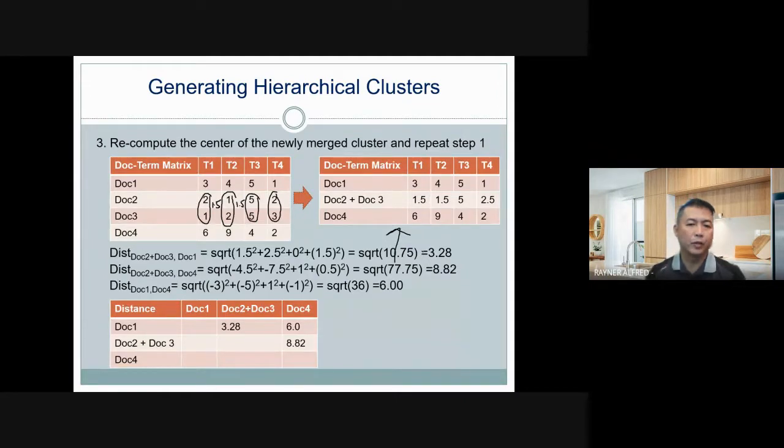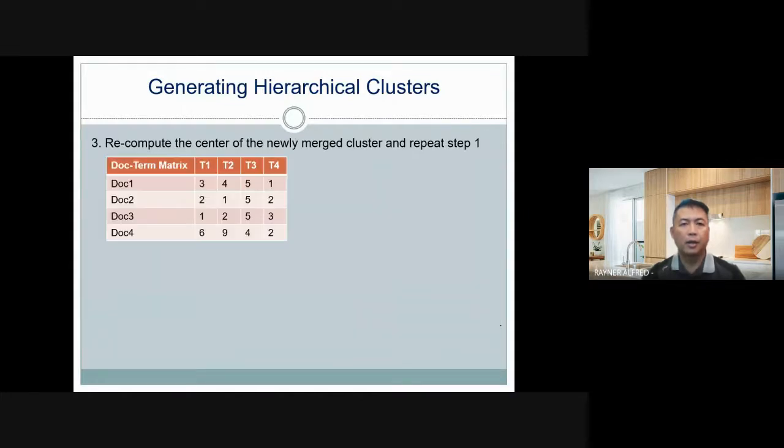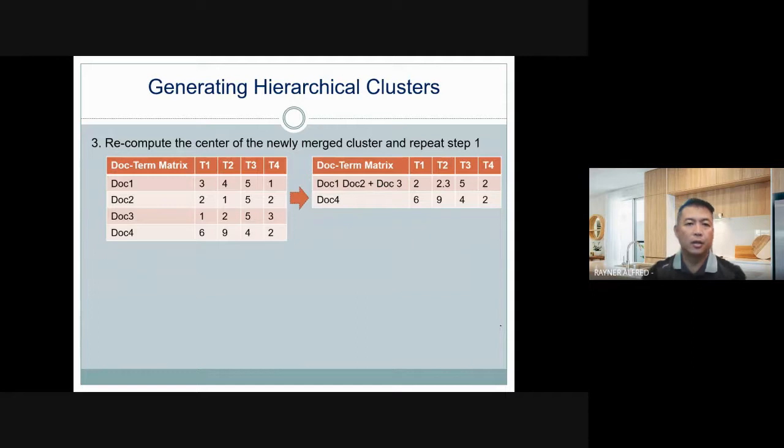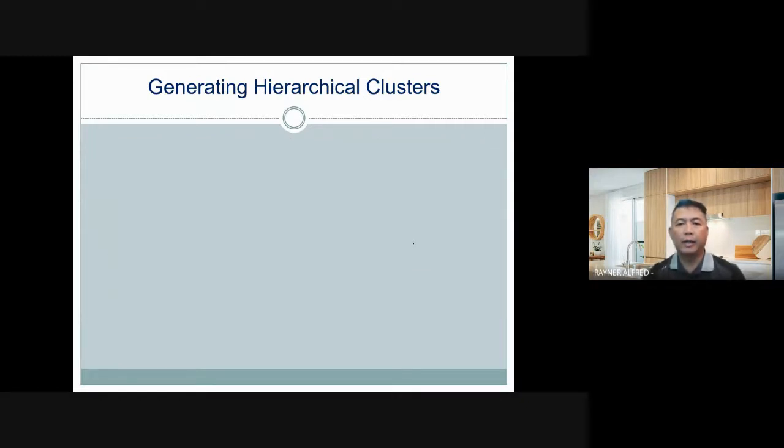Okay. So from here, the smallest value is this. Then we combine document 2, 3, and 1. Okay. So once we have combined all these three, again, we need to find the new center. So the new center will be this, and the distance metric is that. And then lastly, we have that.